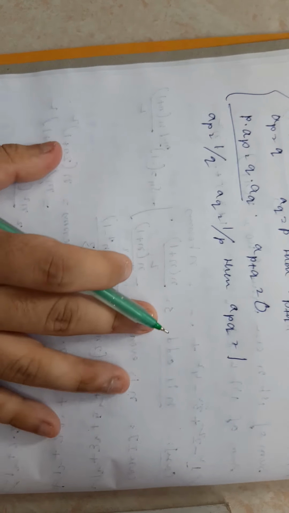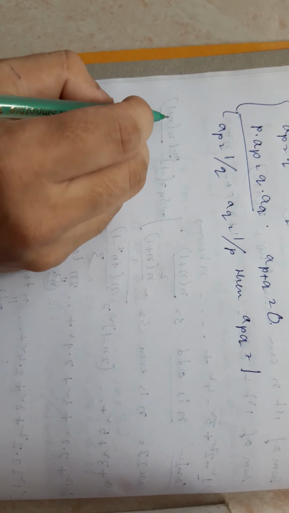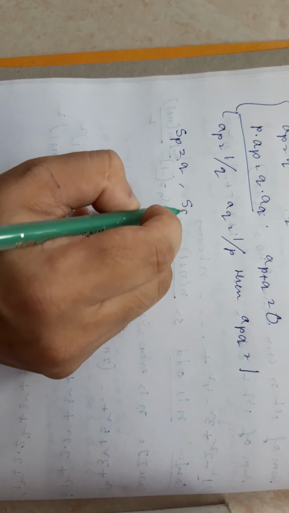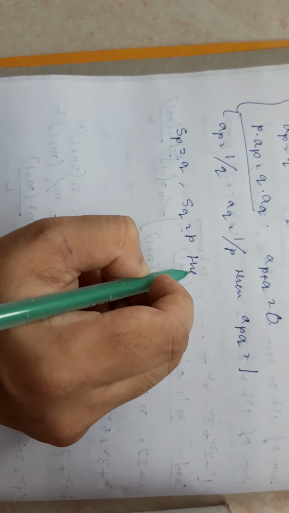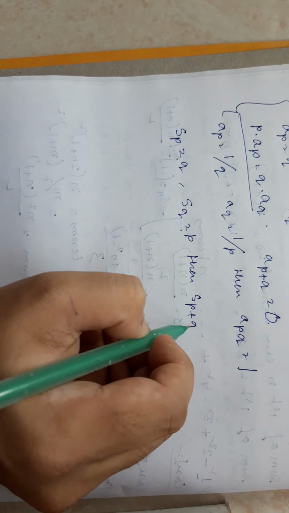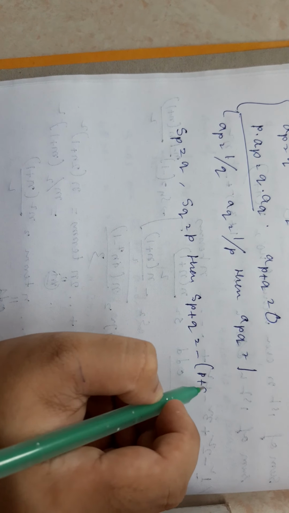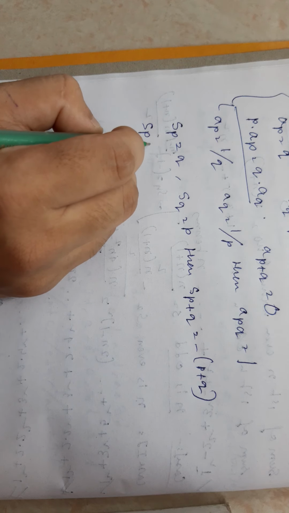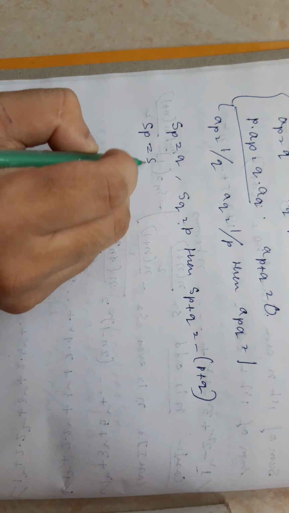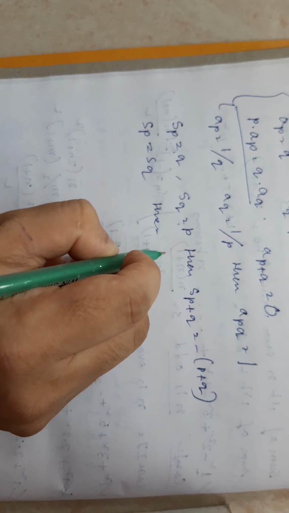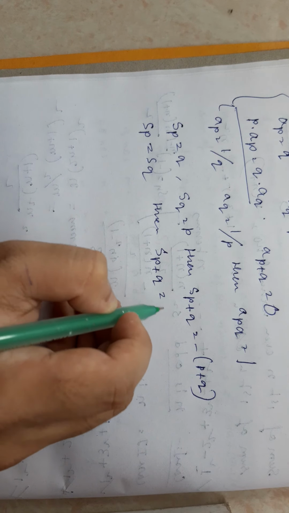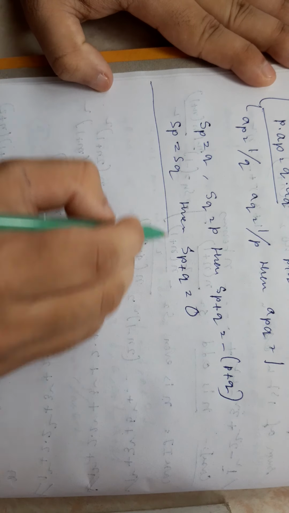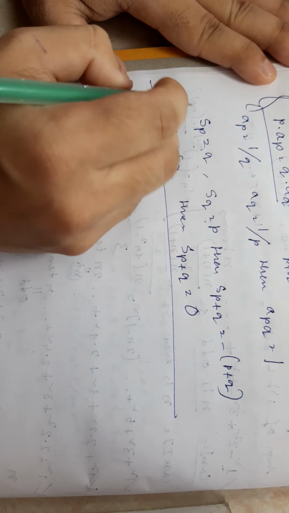These are important. And if the sum up to the pth term is q and the sum up to the qth term is p, then the sum up to the (p plus q)th term is minus (p plus q). And if the sum up to the pth term equals the sum up to the qth term, then the sum up to the (p plus q)th term is 0. These two are very much important.